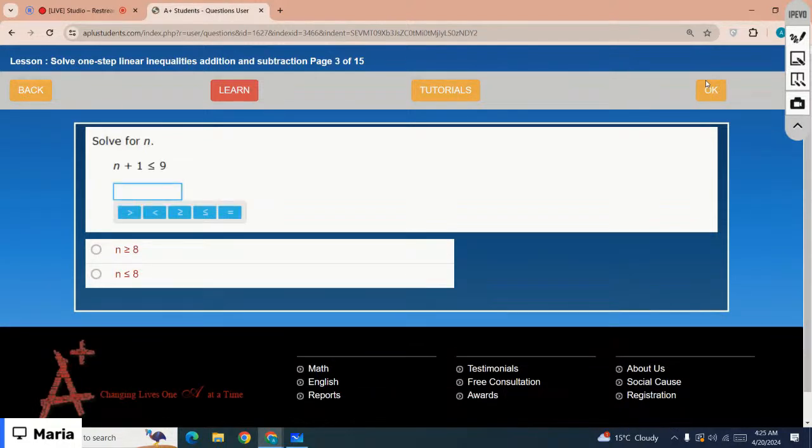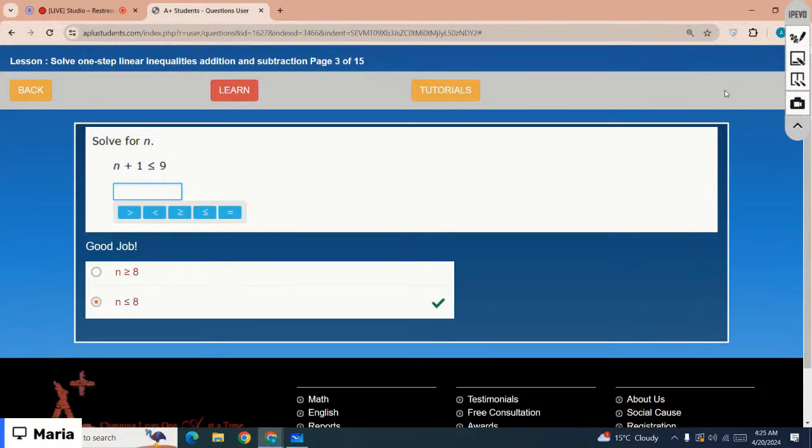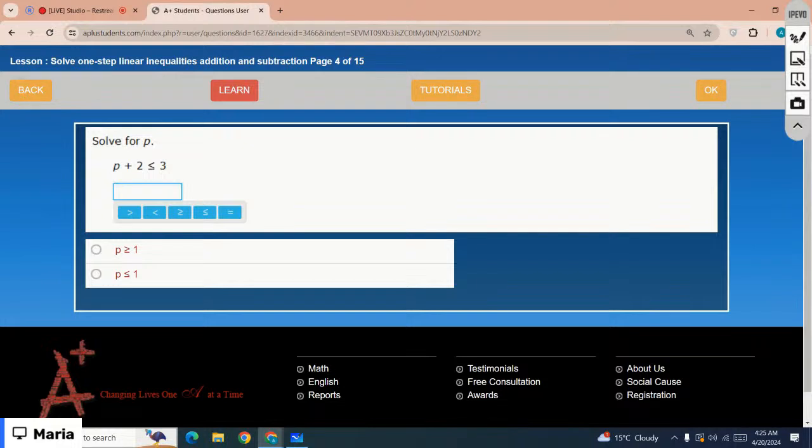Okay, solve for n, which is the correct option. The correct option is that n is less than or equal to 8. Option number 2 is the correct option. p plus 2 is less than or equal to 3, which is the correct option.